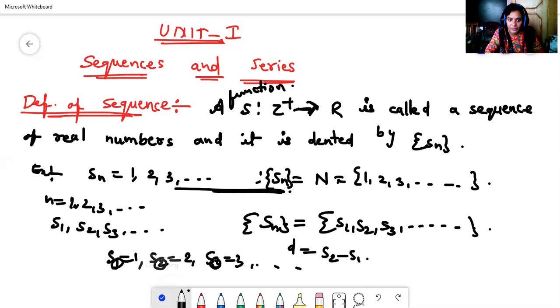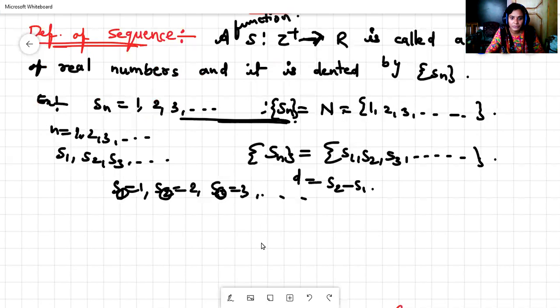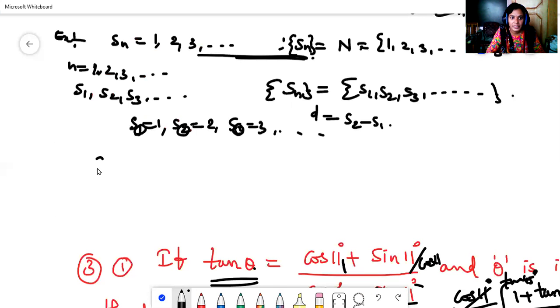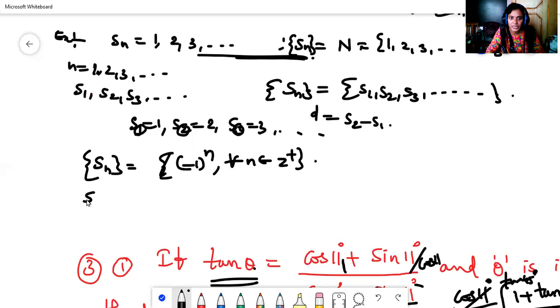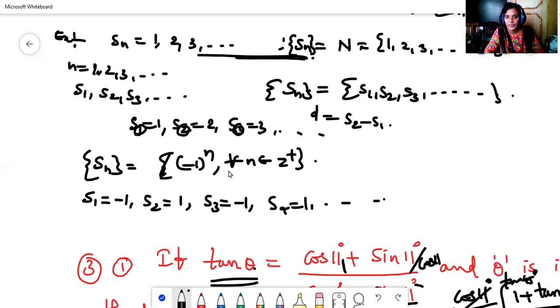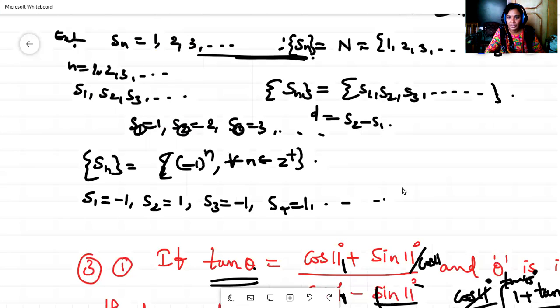We can take one more example also. Sequence Sn is equal to minus 1 whole power n for all n belongs to Z plus. In this, you can take S1 equal to minus 1, S2 equal to 1, S3 equal to minus 1, S4 equal to 1, like this. This is one type of sequence. Okay, this is the definition of the sequence.